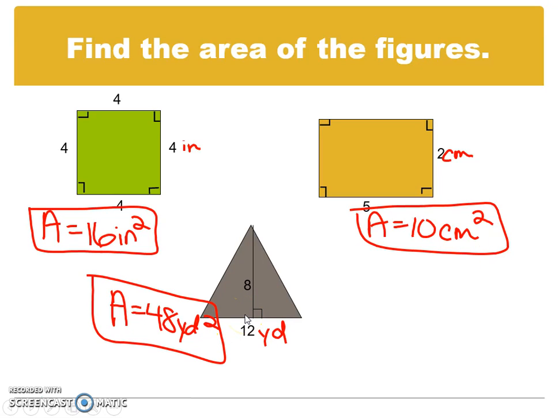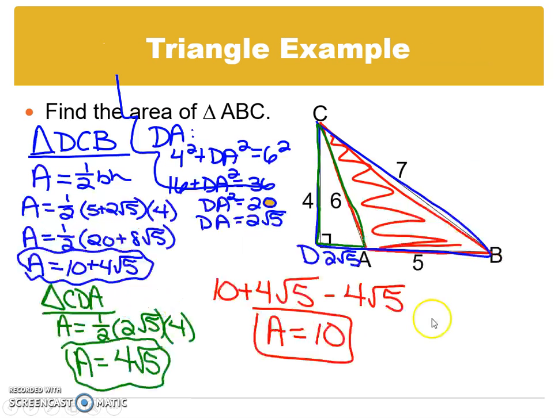The area of a triangle is half a parallelogram. That's why, if I put another triangle, it's half a parallelogram. So you do half times base times height. So half times 12 times 8. You can multiply these two and divide it by 2. 48 square yards.